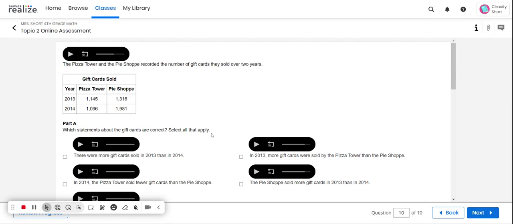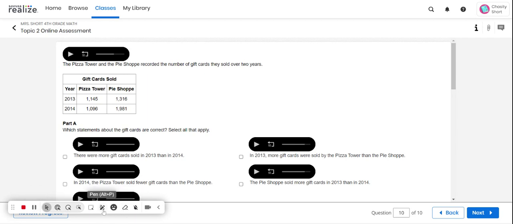Okay, so this one gave us a lot of problems. Let's see if we can go through this one. The pizza tower and the pie shop recorded the number of gift cards they sold over 2 years. So you can see that this was 2013 sales. This was 2014 sales. Which statements about the gift cards are correct? Select all that apply. Okay, there were more gift cards sold in 2013 than in 2014. So the first thing you're going to have to do is find out how many were sold in 2013 and how many were sold in 2014.